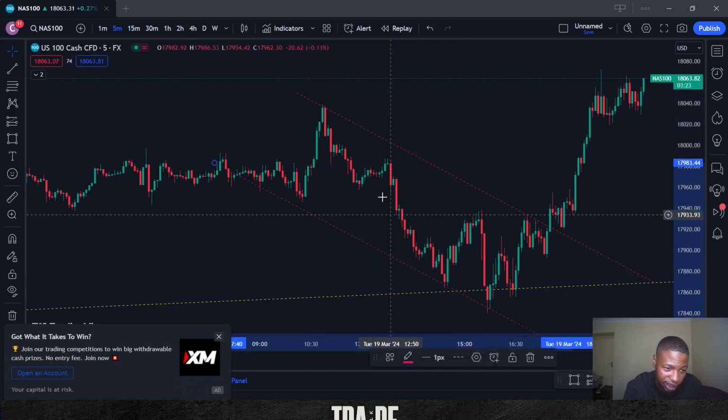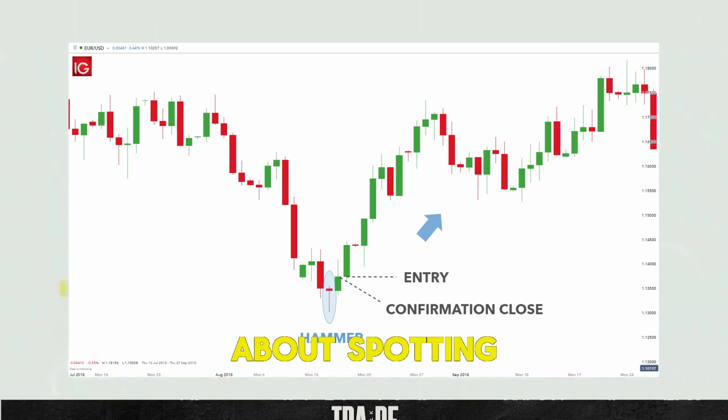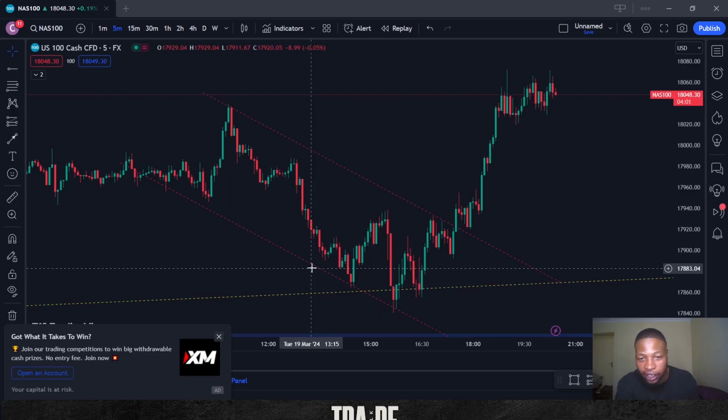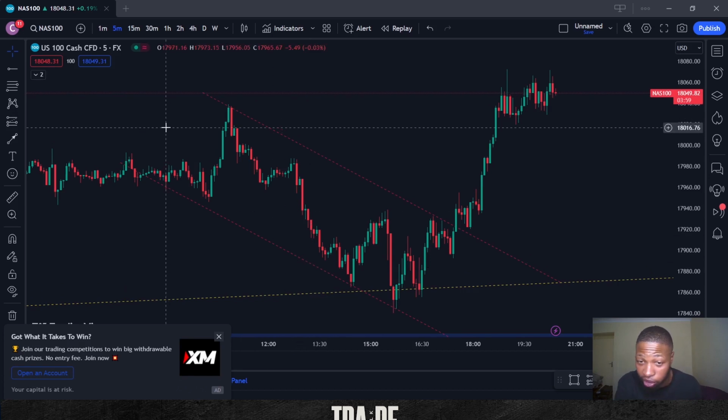Step 5 is all about spotting an entry point. So after drawing your trend lines, it's time to look for entries, right?